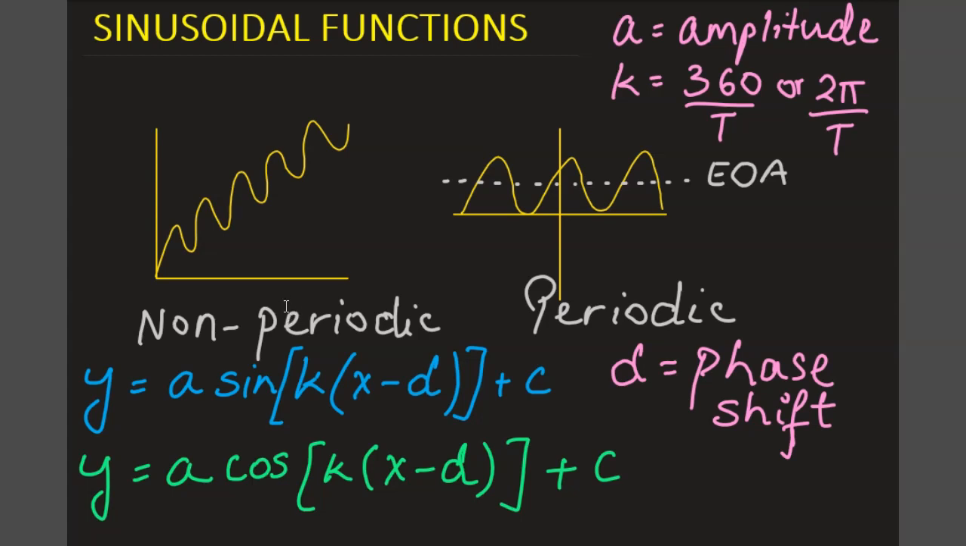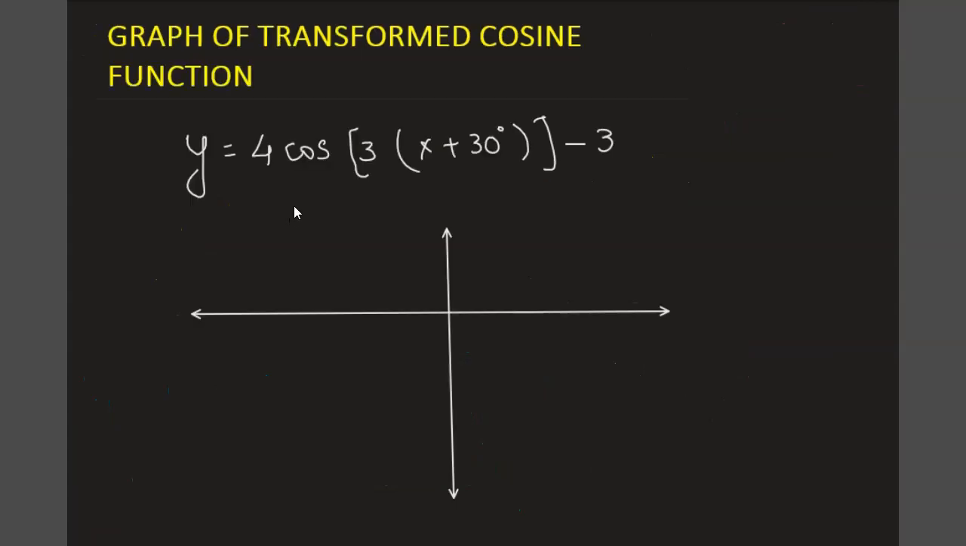Hey guys, we are doing the sinusoidal functions unit, and in the previous video we learned how to make a graph of a transformed sine function. This video is going to cover the graphs of transformed cosine functions. We have already covered the steps to follow in order to make a graph of a transformed function. If you are unsure how to make a graph of a transformed function, I would recommend watching my previous video where the steps are explained for making a graph of a transformed sine function.